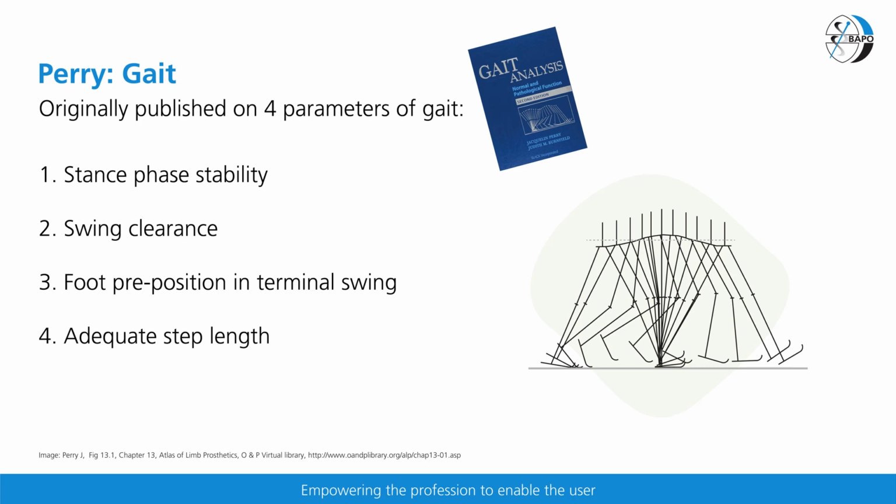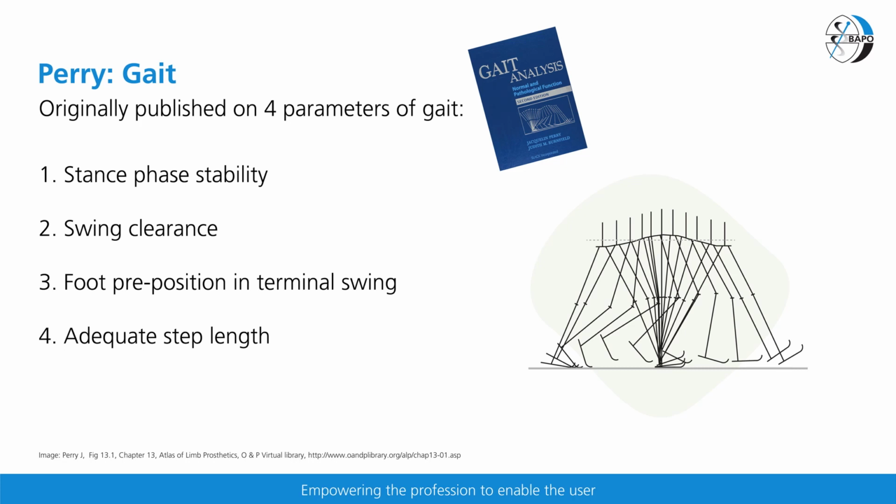Normal gait is typically described in 4 parameters. 1. Stance phase stability, where the foot is in contact with the ground. 2. Swing clearance, where the foot clears the ground. 3. Foot pre-position in terminal swing, where the position of the foot is set before it is placed on the floor again. And 4. Adequate step length, which is the distance between one foot and the other during gait or walking.